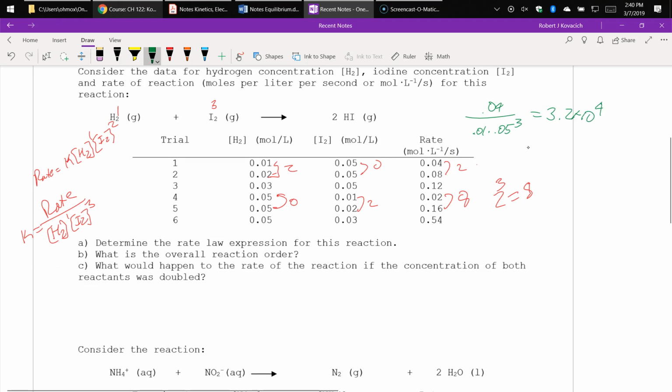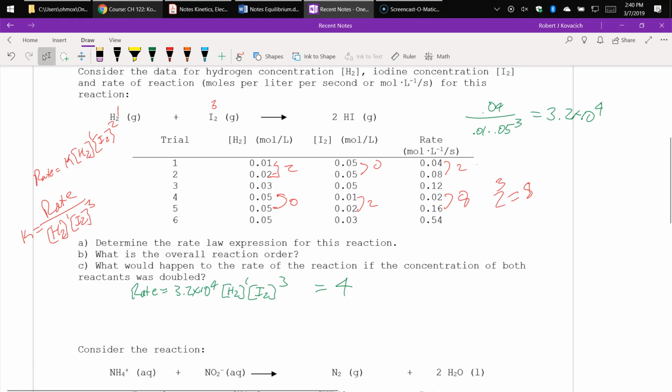So then the overall rate law for this is going to be rate is equal to 3.2 times 10 to the fourth, hydrogen to the first, iodide to the third. The overall order for this is 4. You just add the exponents up. It's an easy way to determine what's going to happen if I double everything or triple everything.